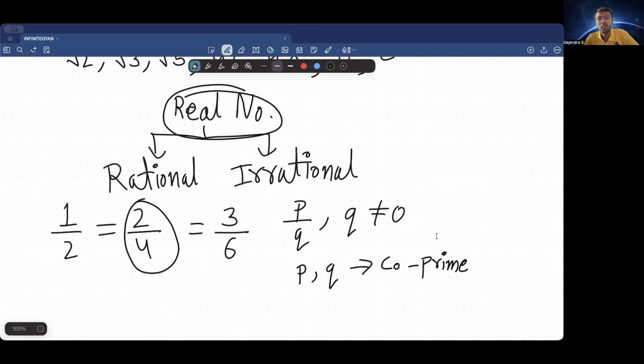The second statement can be, if I tell you that every integer is a rational number, can we write an integer in the form of p by q?